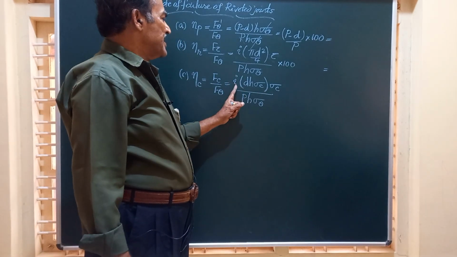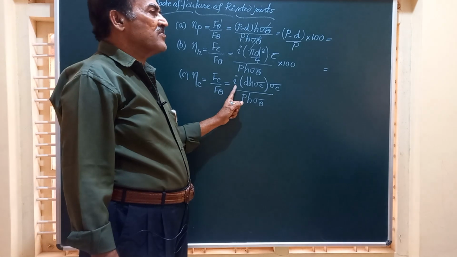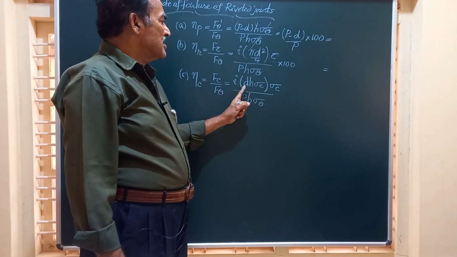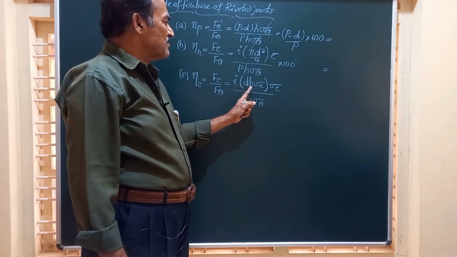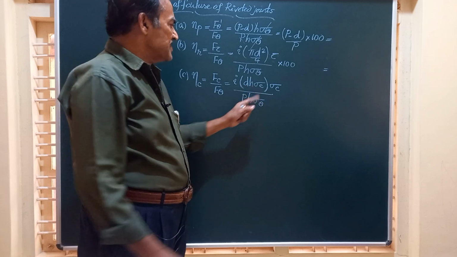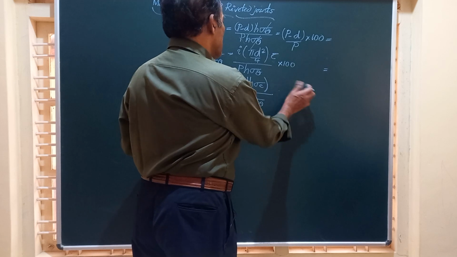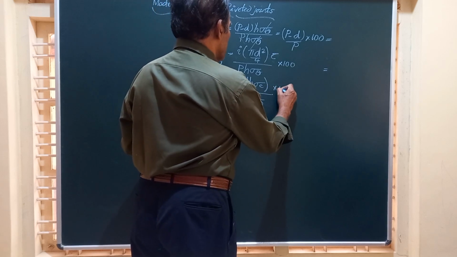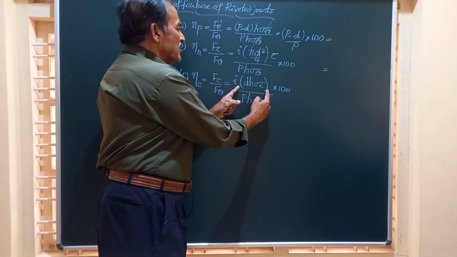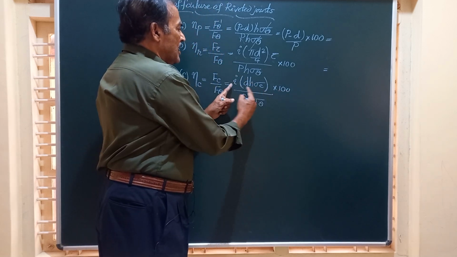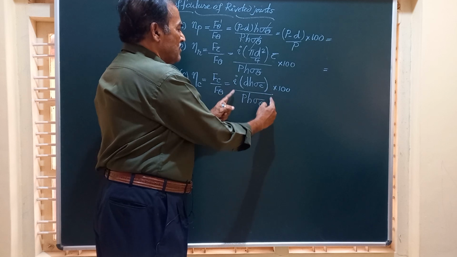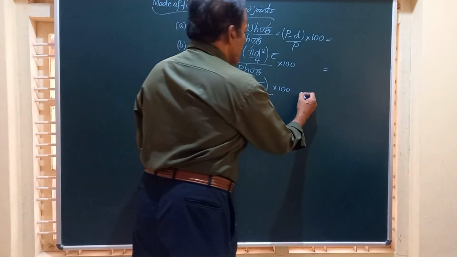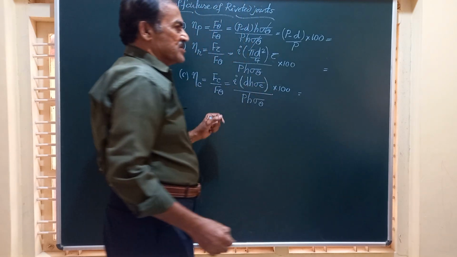Friends, here again n stands for the total number of rivets that are resisting this compression. d is the diameter, t is the thickness of the plate, and sigma c is the compressive strength. n into d into t into sigma c, multiplied by 100. So friends, this is the area under crushing, and this will give you the total area divided by the strength of the solid plate, multiplied by 100, which will give you the efficiency.